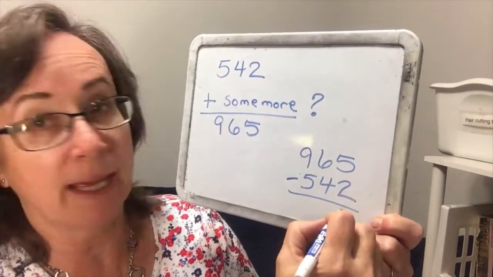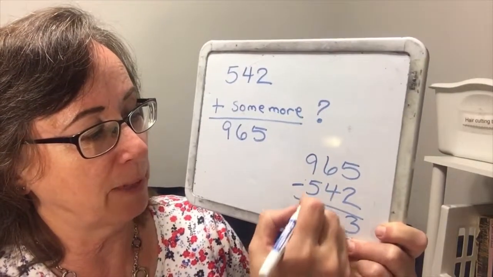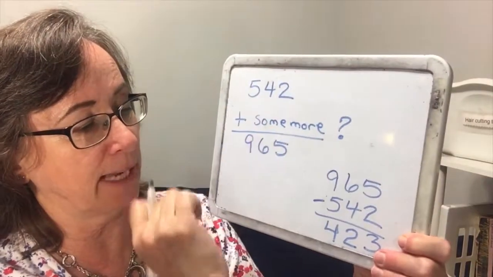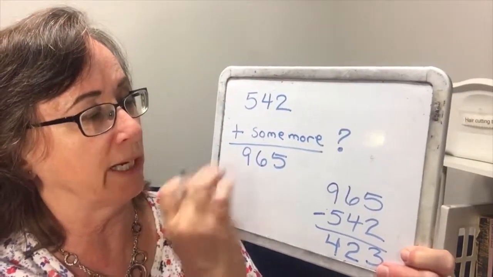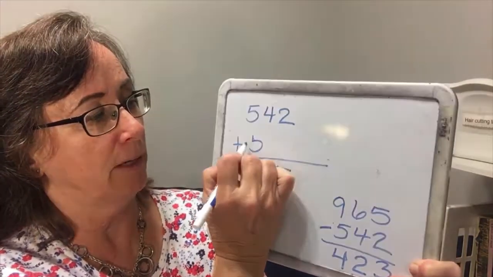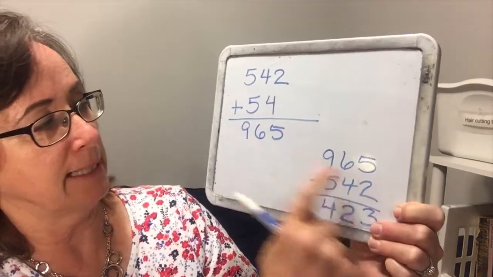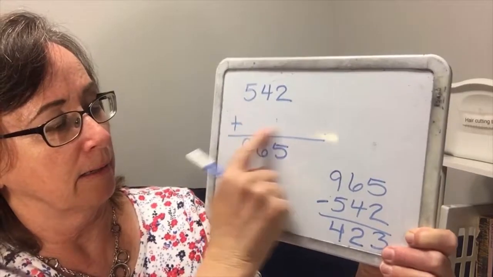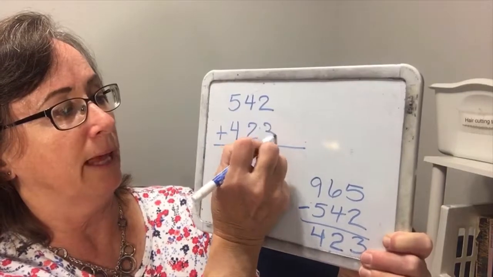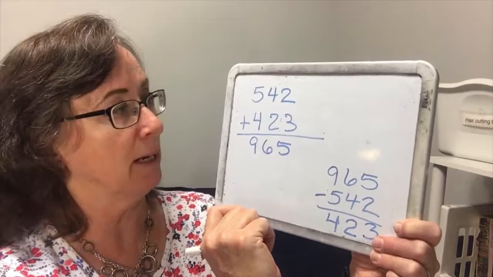So 5 minus 2 is 3. 6 minus 4 is 2. 9 minus 5 is 4. That means the friend gave him 542 more. 540. Oops. Excuse me. I said that one. I meant this one, 423. Sorry about that. So now let's check the 423 and see if it was the right number.